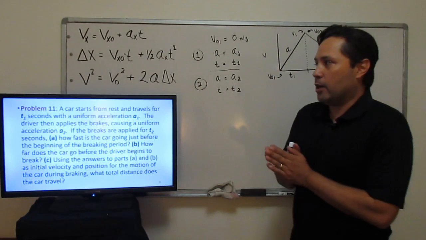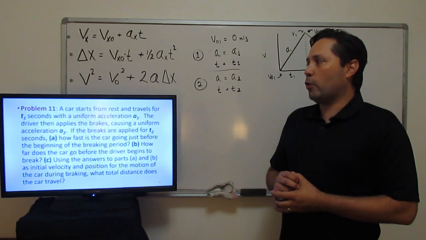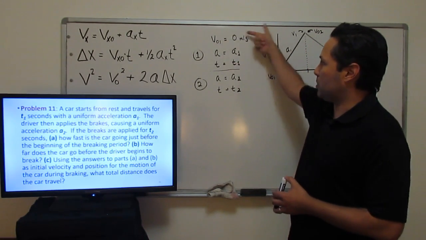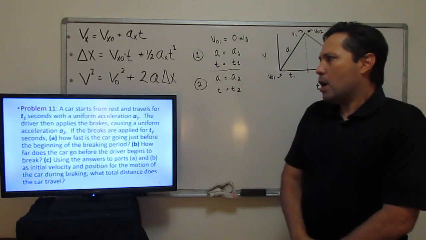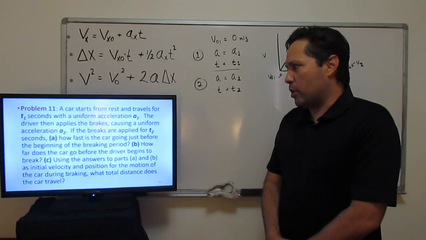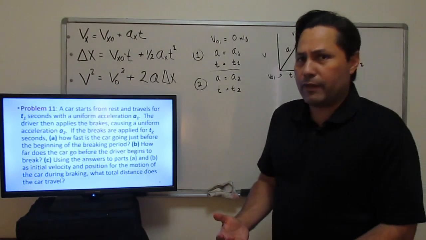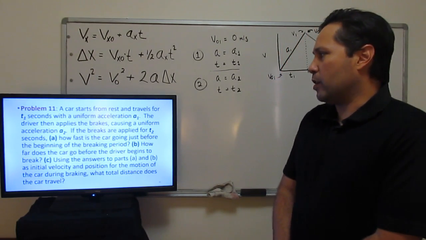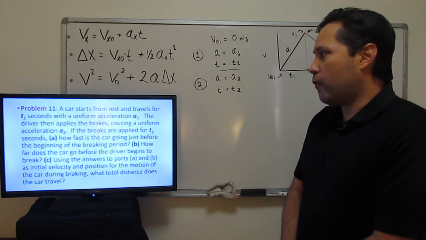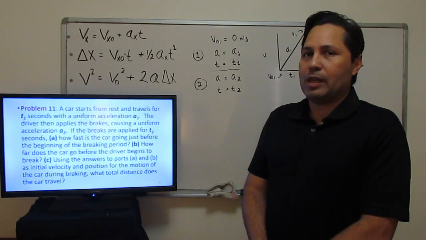It says, a car starts from rest and travels for t1 seconds with a uniform acceleration of a1. So the first part of the journey, this is the information that's given to us. Now, then it says, the driver then applies the brakes, causing a uniform acceleration a2, so that's a negative acceleration. If the brakes are applied for t2 amount of time in seconds, how fast is the car traveling just before the beginning of the braking period?